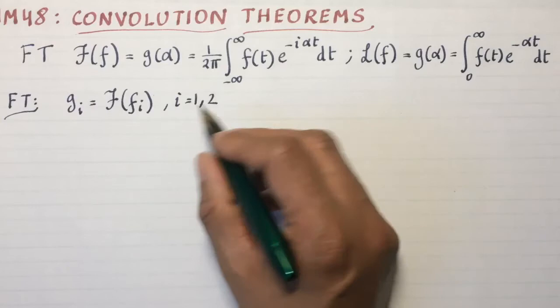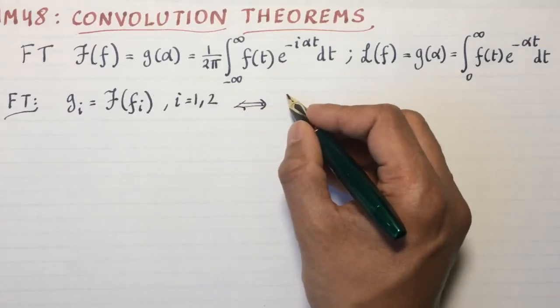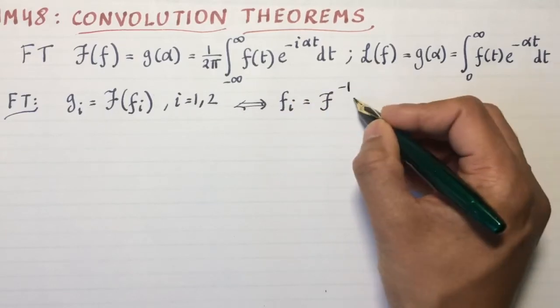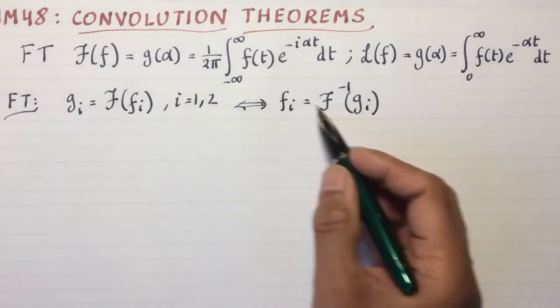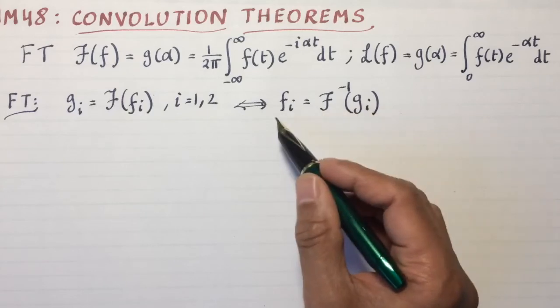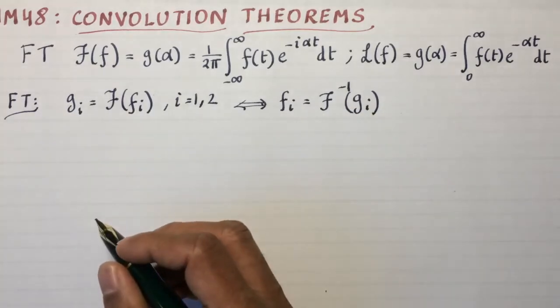One of the first things that you need to know is that there's a definition of the inverse transform. The inverse transform of g_i is just applying the inverse operator, and that's called the inverse transform. So the inverse transform of g_i gives you back f_i. Similarly for Laplace transforms, I won't write that.